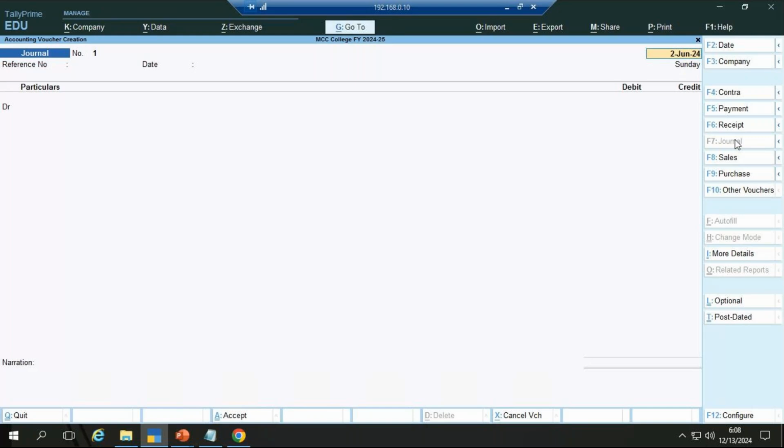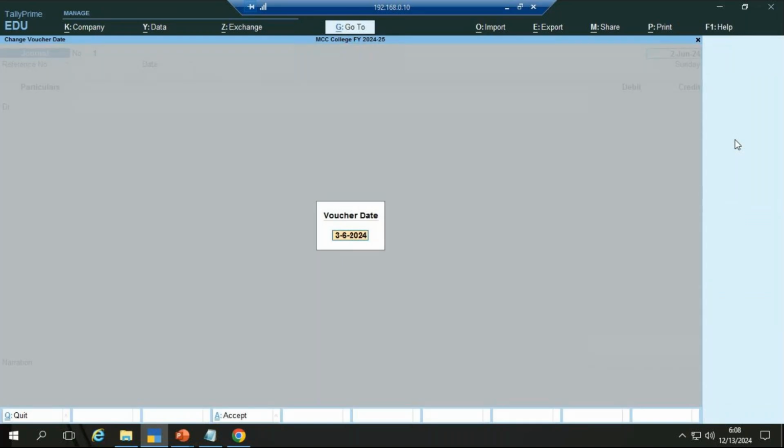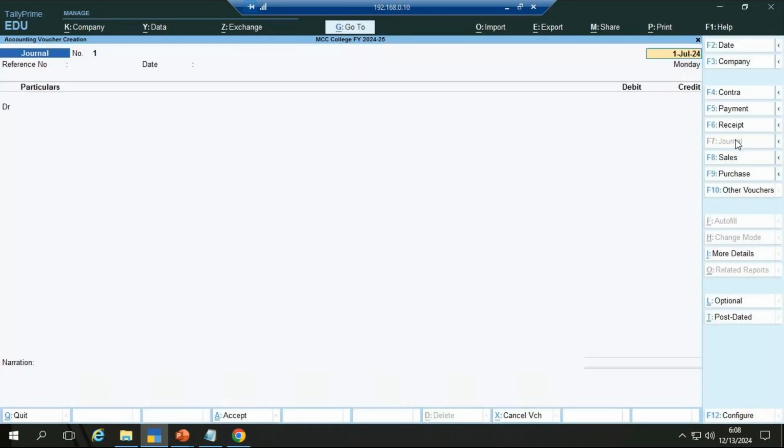And press F2 and take the date 1/7, the 1st July. By pressing F2, change the date to 1/7. No doubt, clear?